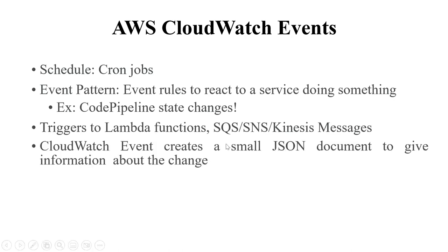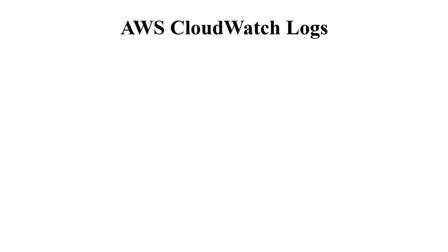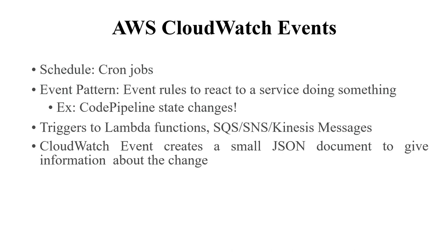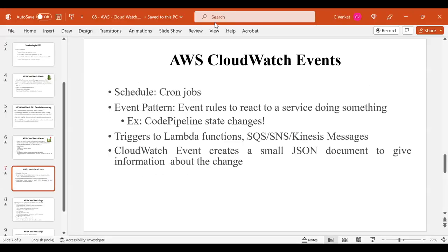CloudWatch Events creates a small JSON document to give the information about the change, that is, what change has happened. If you would like to know that, it is going to generate a JSON document for it. Let me show this. If you have event-based activities to perform in CloudWatch, we'll try to do some small activity on it.